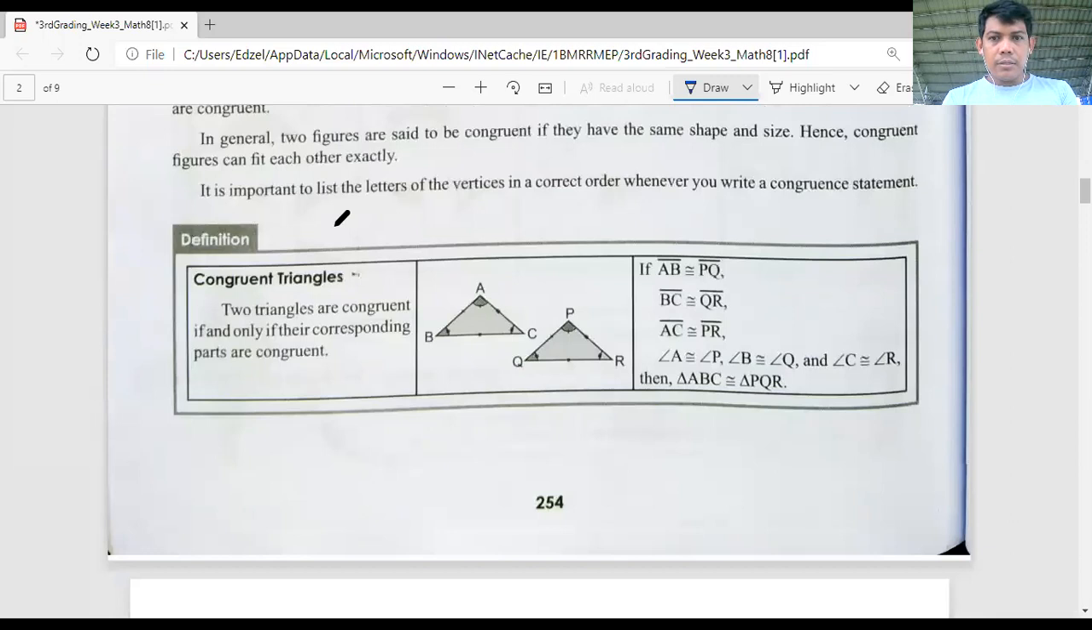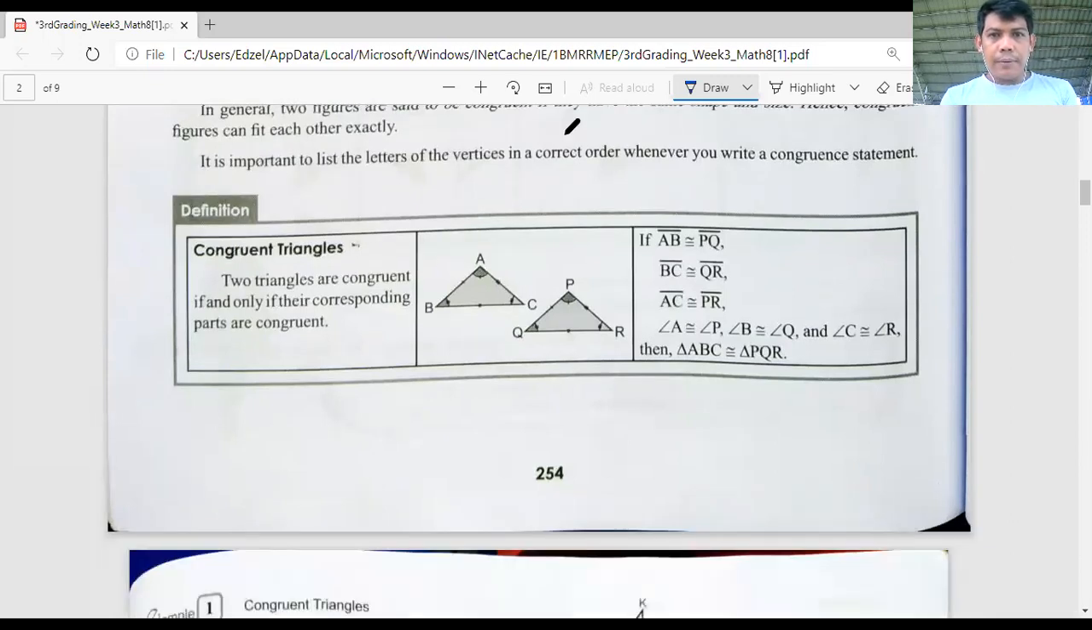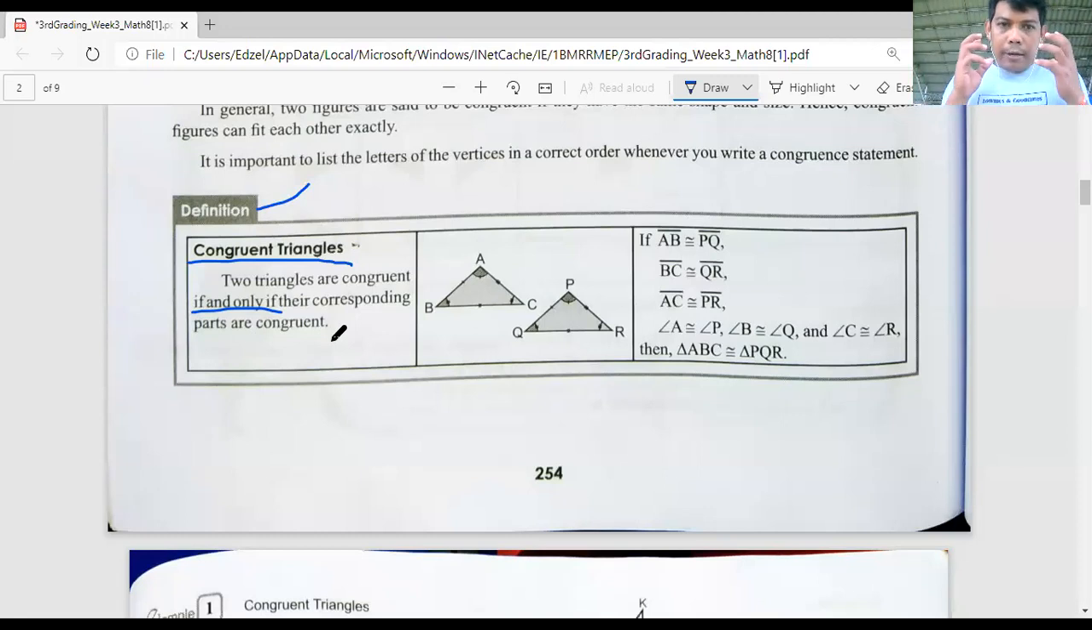So this is the definition of congruent triangles: two triangles are congruent if and only if their corresponding parts are congruent. Take note of the term here, if and only if. So if all their corresponding parts are congruent, it will always follow that the triangles are congruent.